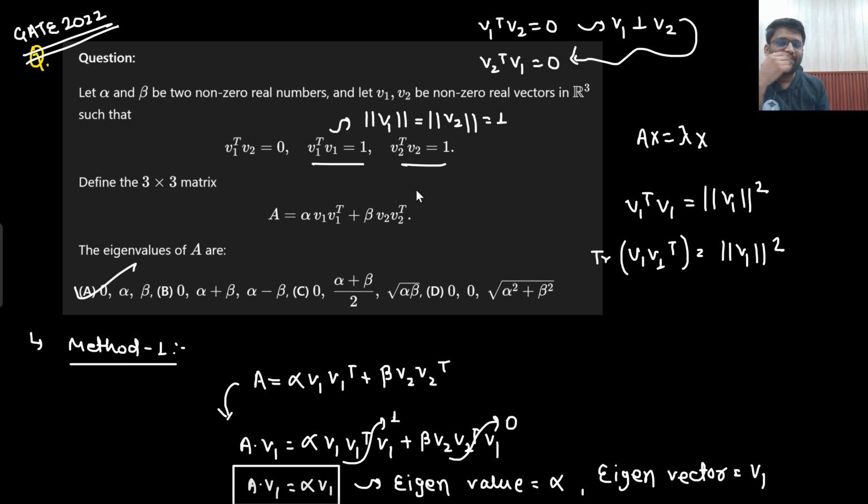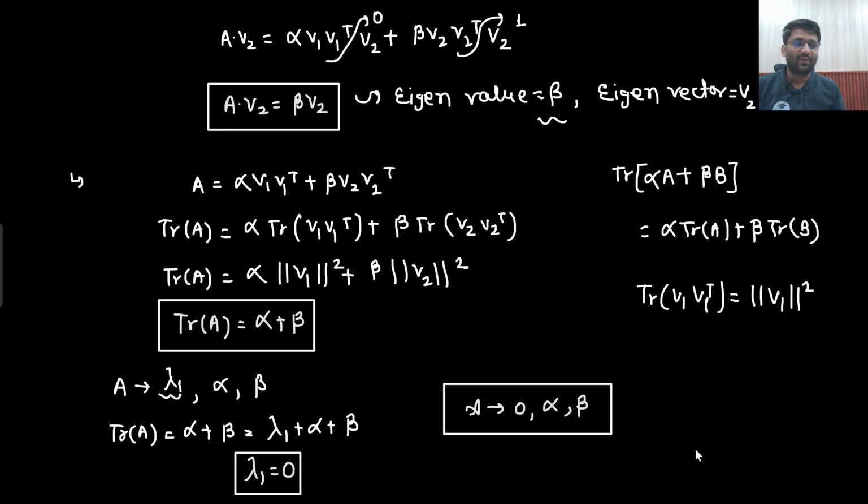At least this much you can think, no? That if you are able to get alpha only, then it will be done. Right? They did not want to make it too tough. If they wanted to make it too tough, they could have asked anything, like what will be the eigenvalue and tell the corresponding eigenvector, all these things they could have asked.